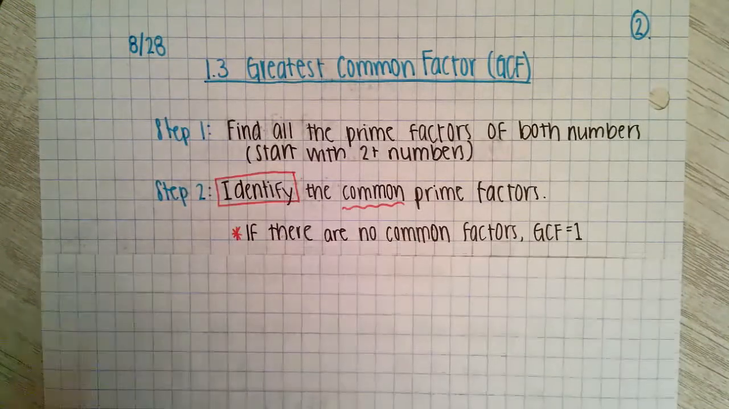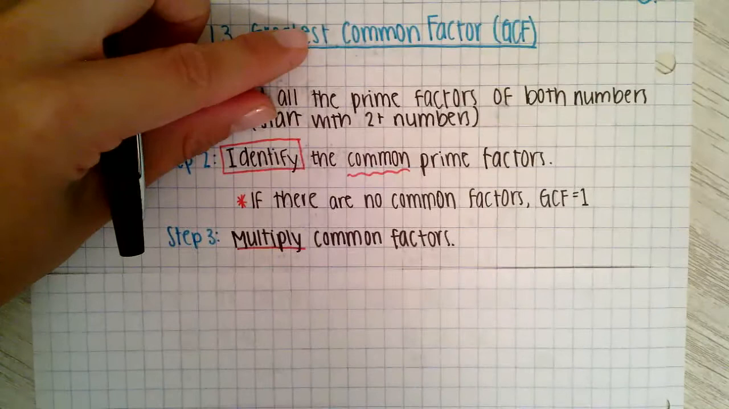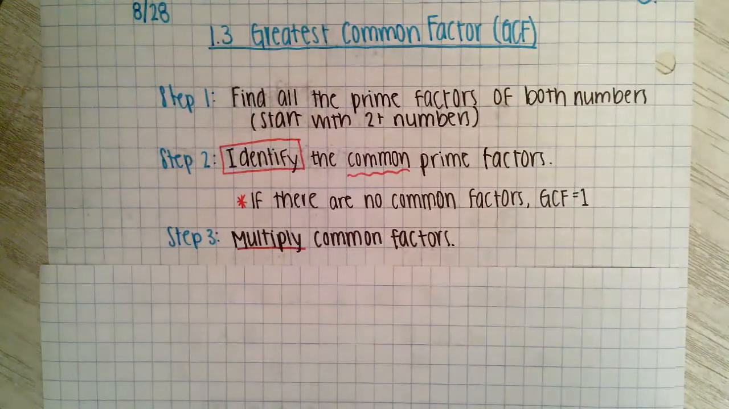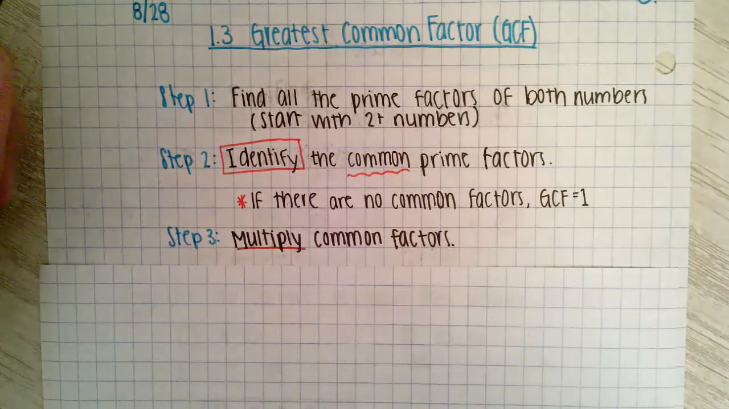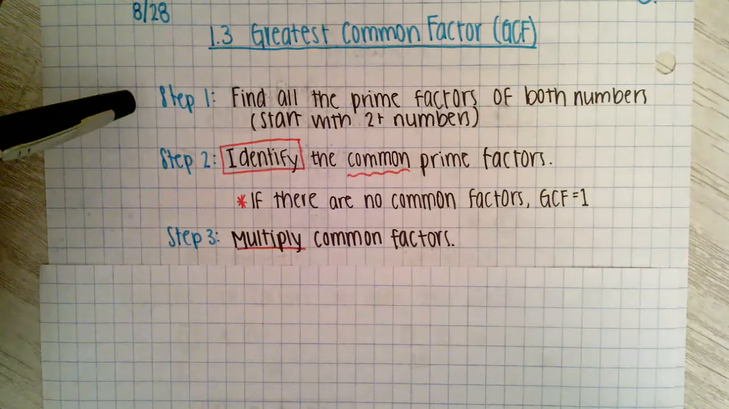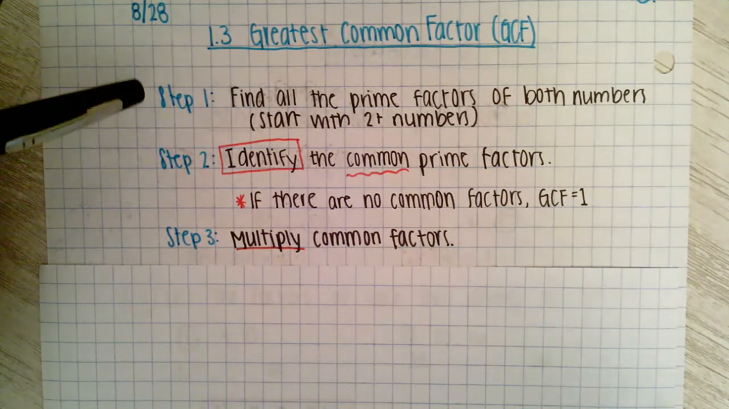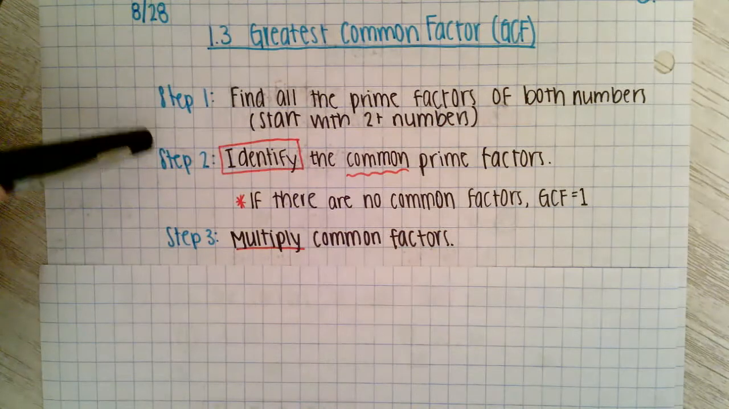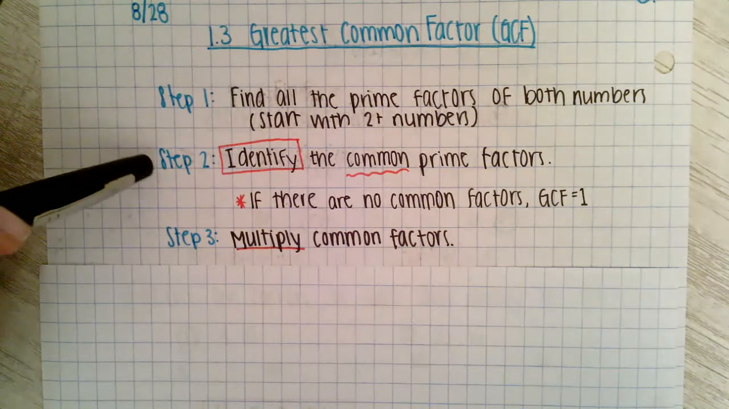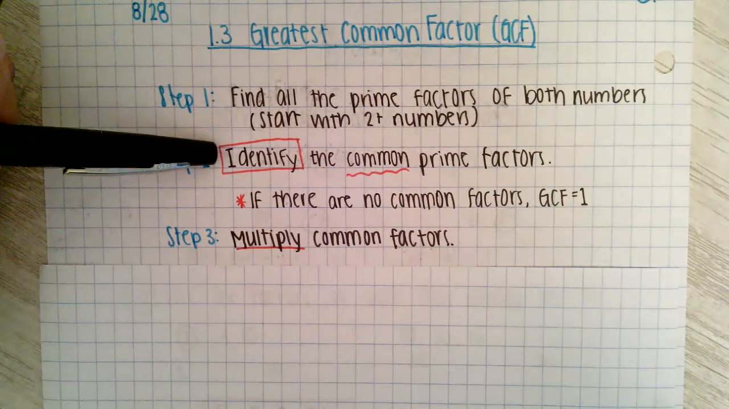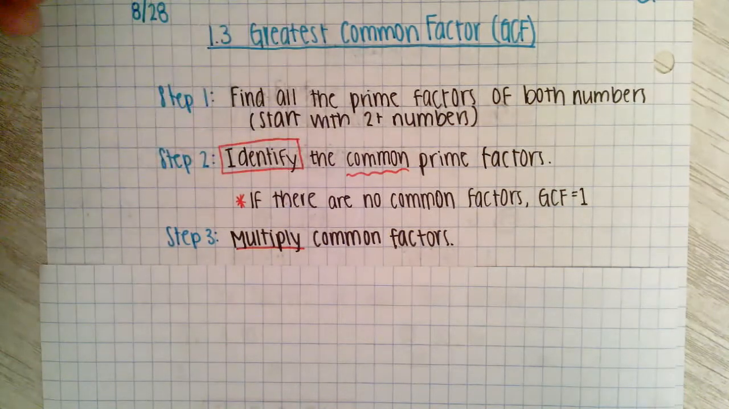So when finding greatest common factor, there are 3 steps. And I'm going to go over these steps first. Then we're going to do some easier examples, then some more challenging ones. So your steps to finding greatest common factor. Step 1, find all of the prime factors of both numbers. So you're going to start with 2 numbers today, and you're going to find all the prime factors for both those numbers. Step 2 is you're going to identify the common prime factors.